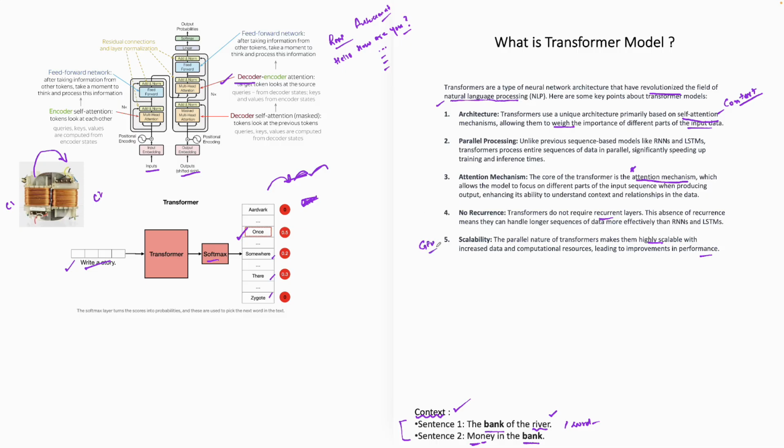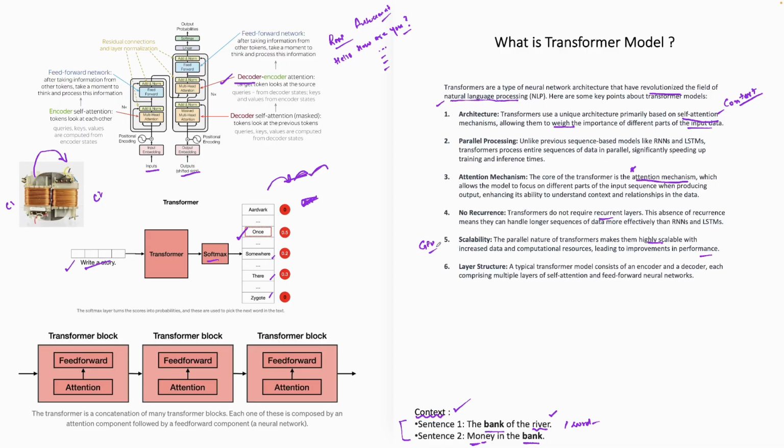GPUs are becoming very popular. So you'll see when we study our AI architecture, or the AI infrastructure, I should say, GPUs, just like CPUs, you have GPUs, the graphical processing unit. And the beauty of a GPU is that you can have thousands of cores that are running in parallel, right? So that is the thing. The parallel nature of transformers makes them highly scalable.